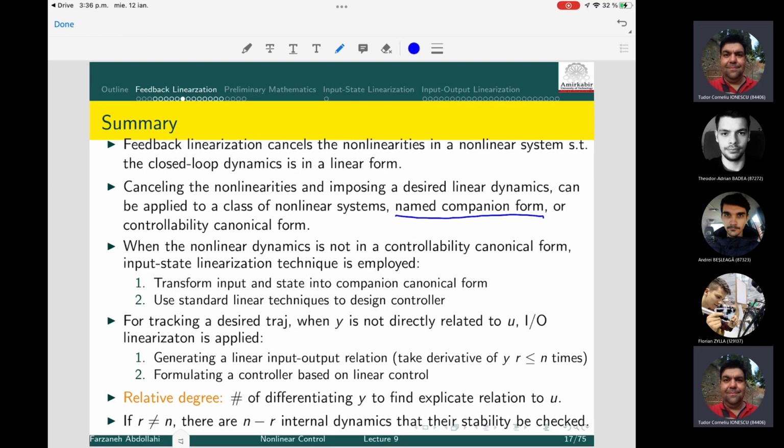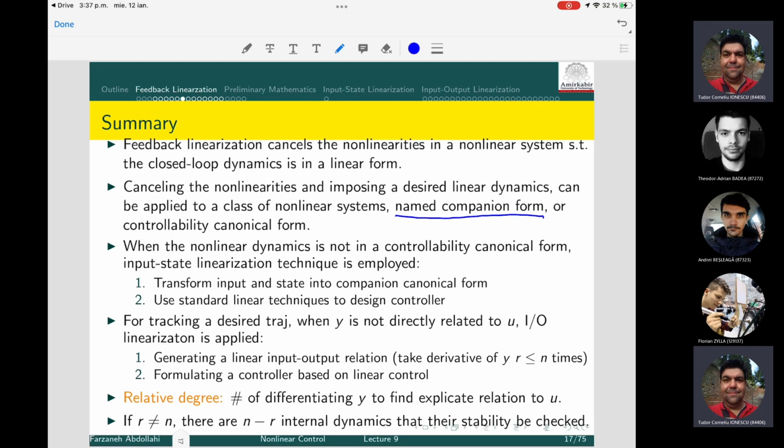When the nonlinear dynamics is not in a controllability canonical form, input-to-state linearization is employed. You transform the input and the state into companion canonical form. That's what you do. Then you use standard linear techniques to design a controller. For tracking a desired trajectory, when the output y is not directly related to the input, the control u, input-output linearization is applied. So it's explained here when you use input-output linearization and when you use input-to-state linearization.